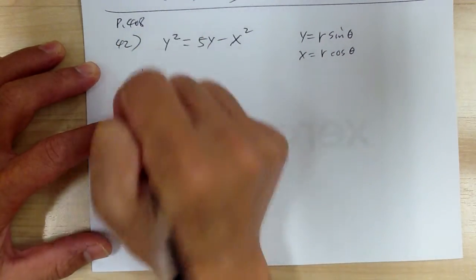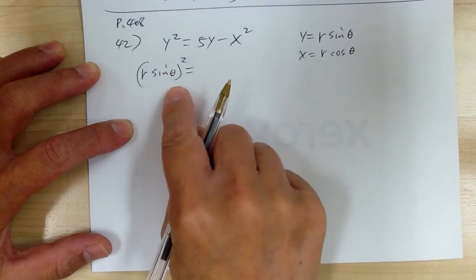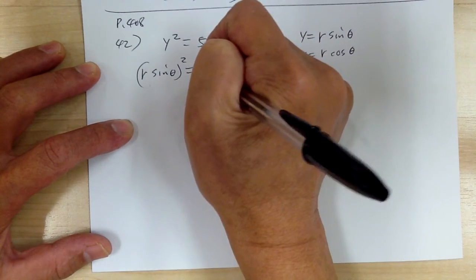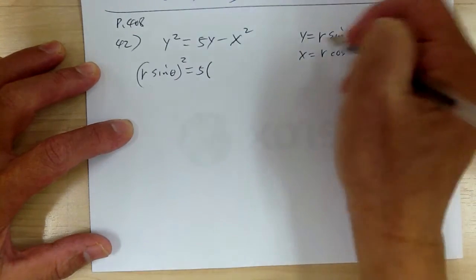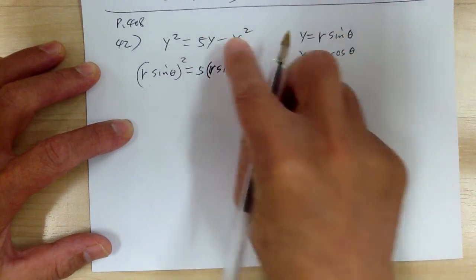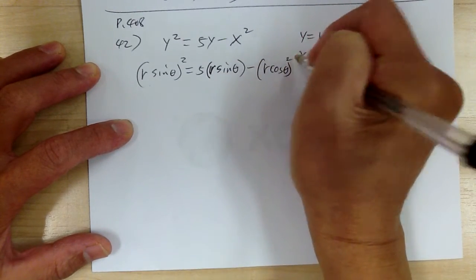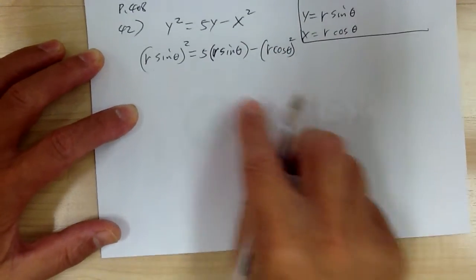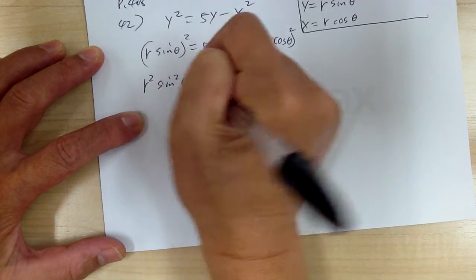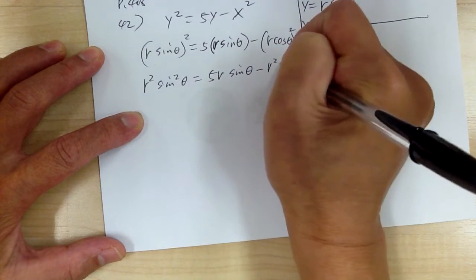So you're going to get (r sine theta) squared. Again, when you substitute, put in parentheses, and then just do the substitution. Don't simplify, or else it's very easy to make careless mistakes. So y is r sine theta, minus x squared, so it'd be (r cosine theta) squared. Now next, you multiply everything out, so you get r squared sine squared theta equal to 5r sine theta minus r squared cosine squared theta.